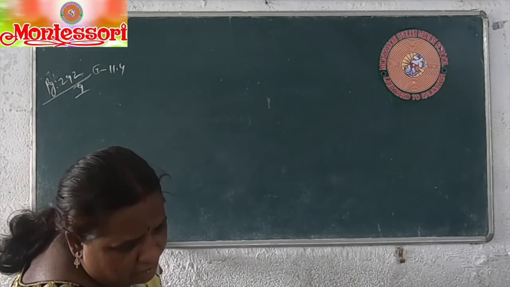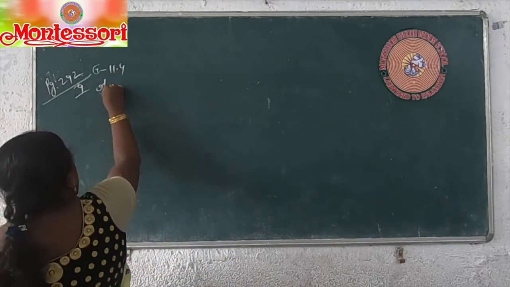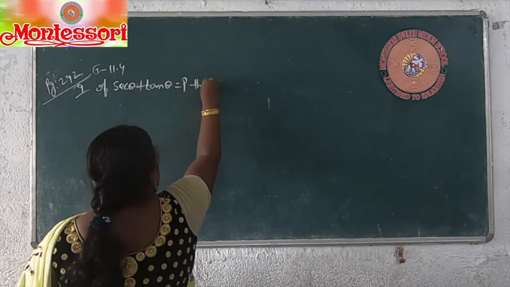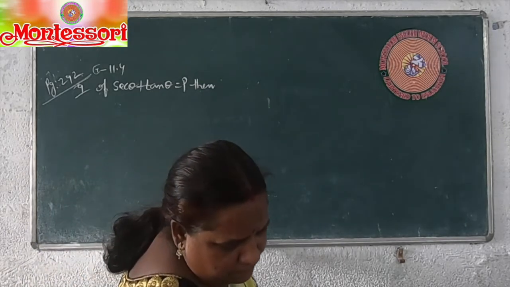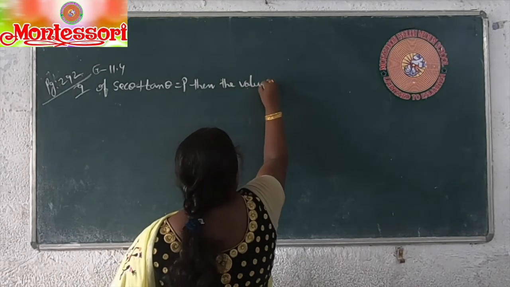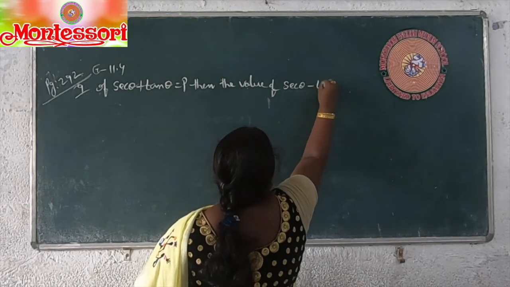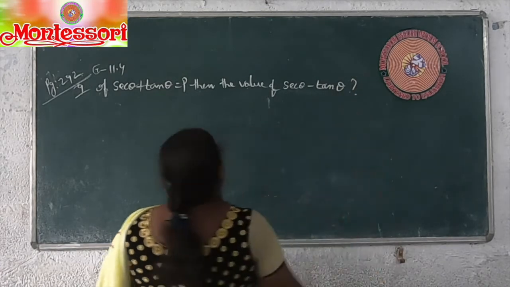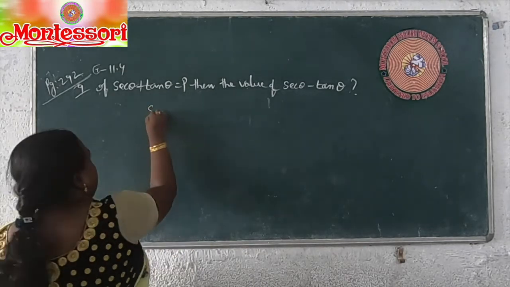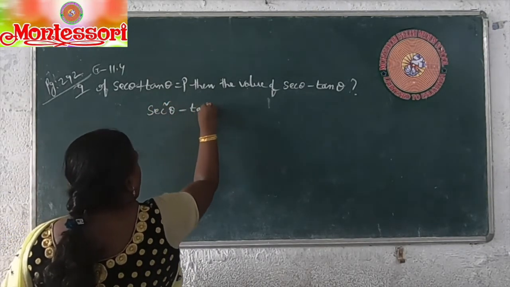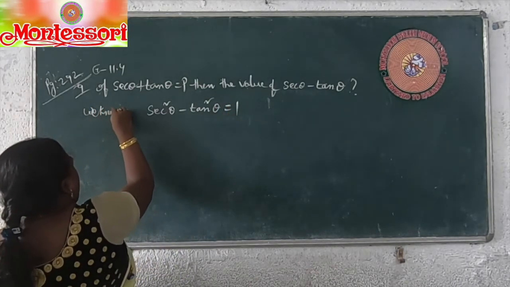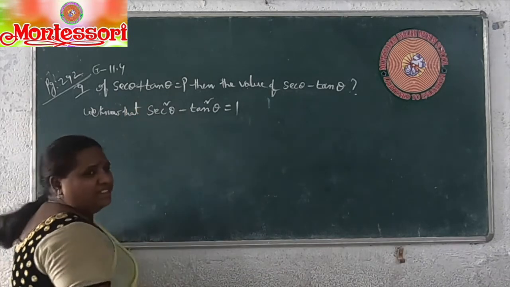If sec theta plus tan theta is equal to P, then what is the value of sec theta minus tan theta? Ready? Now we have an identity. What is it? Sec square theta minus tan square theta is equal to 1. We know that we have the identity.